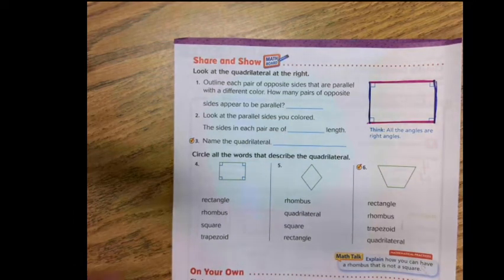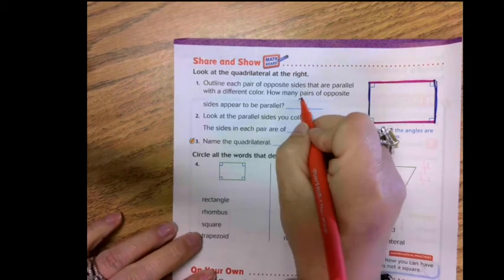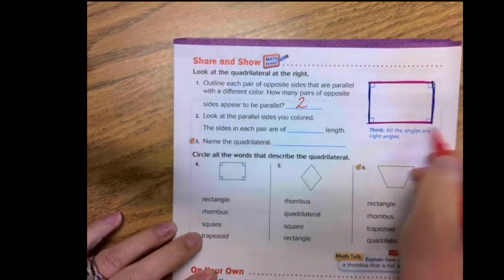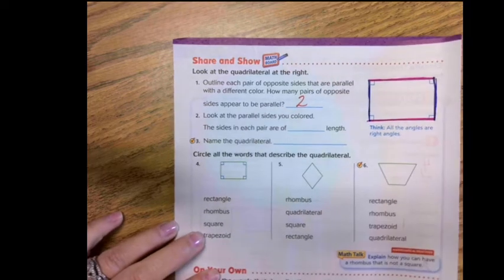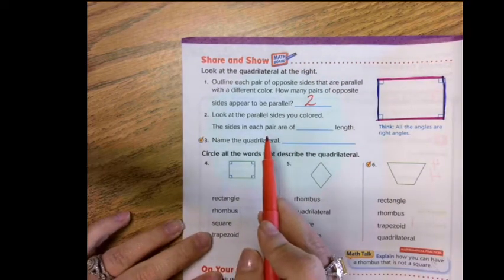Okay, how many pairs of opposite sides appear to be parallel? How many sides can I tell here are parallel? I think both pairs are going to be considered parallel because this set will never run into each other and neither will this. It's like those railroad tracks. So look at the parallel sides that you colored.